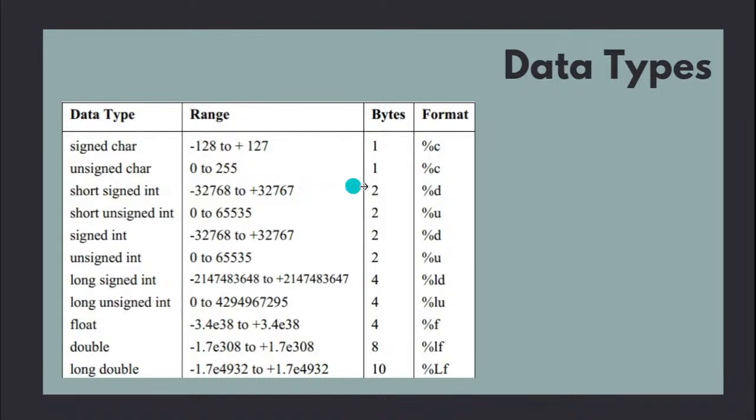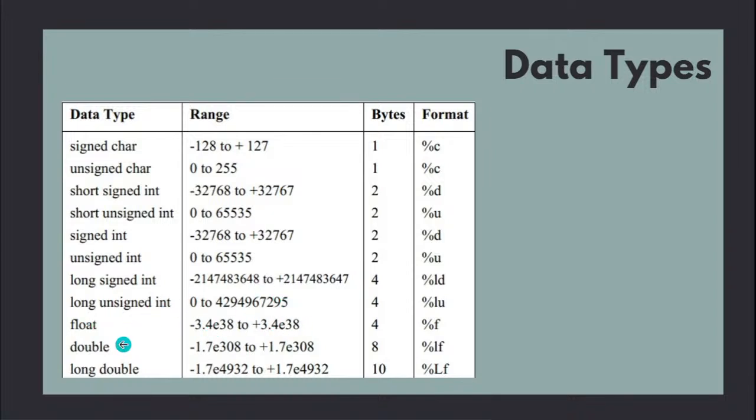Okay, it stores 2 bytes and you could go with %d. Short unsigned integer means you could store from 0 to 65535. You just add these two, you will get that. Okay, and we have signed integer, which is between this range, and unsigned integer between this range, and you have long signed integer. If you want to store these long lengthy numbers, you have long signed integer and long unsigned integer.